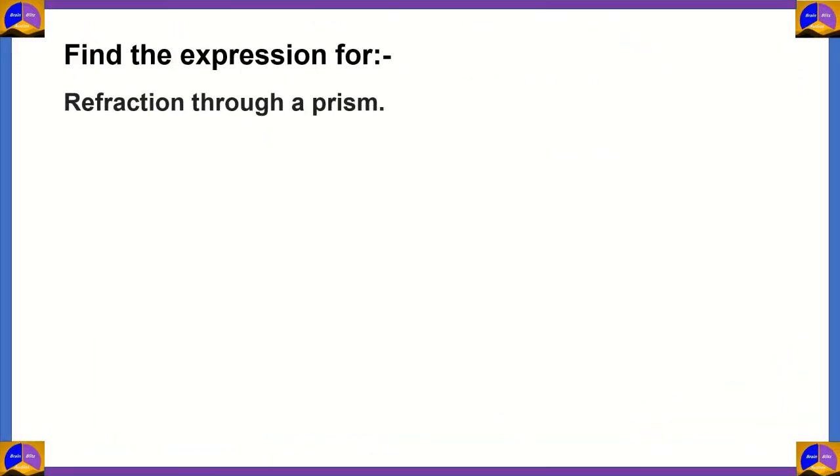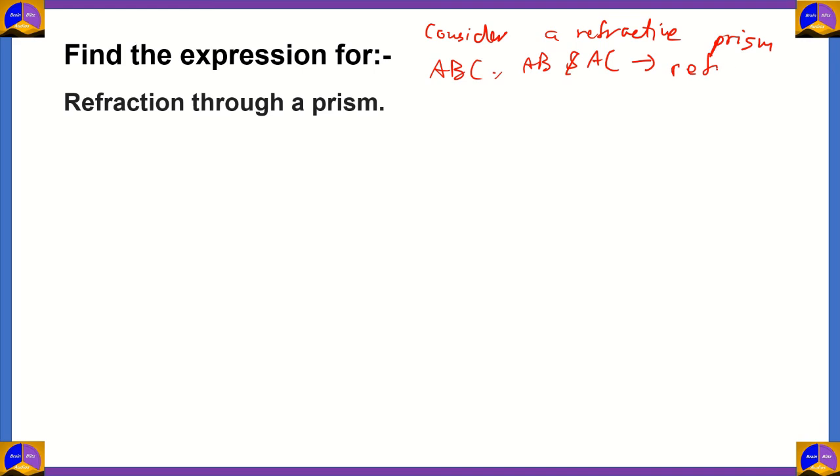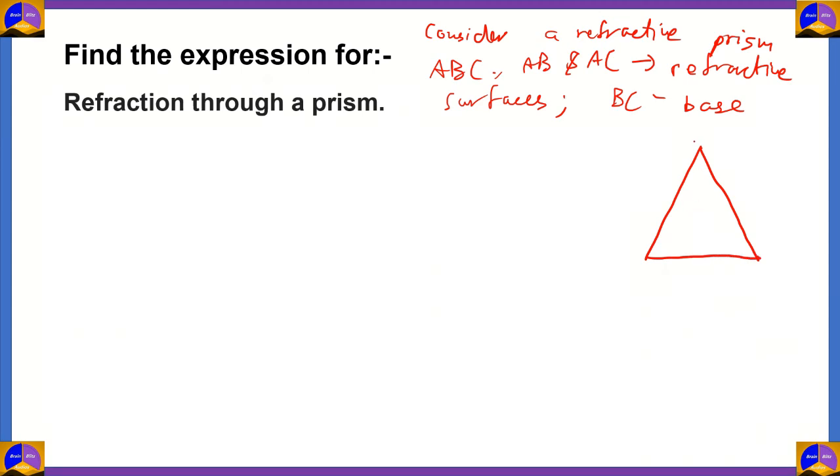Now the final derivation here is to find the expression for refraction through a prism. Now what we're going to do is consider a refractive prism ABC, where AB and AC are the refractive surfaces. So that means BC will become the base. When we draw a prism, this is most likely a triangular prism. So we have A, B, and C.